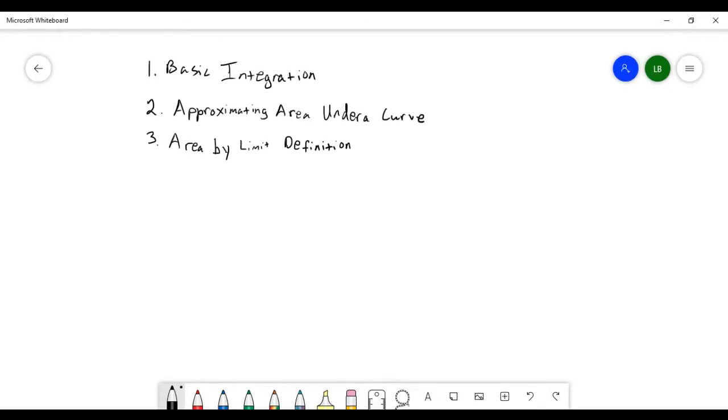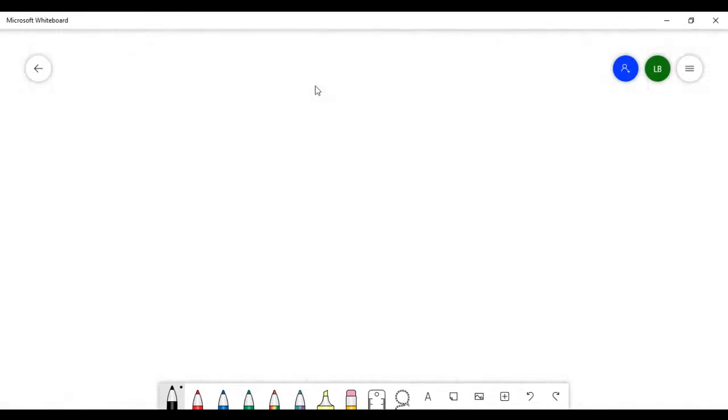So we started off with some basic integration, and I guess the first thing we need to address is, well, what is an integral? The shortest answer to that is an integral is an antiderivative.